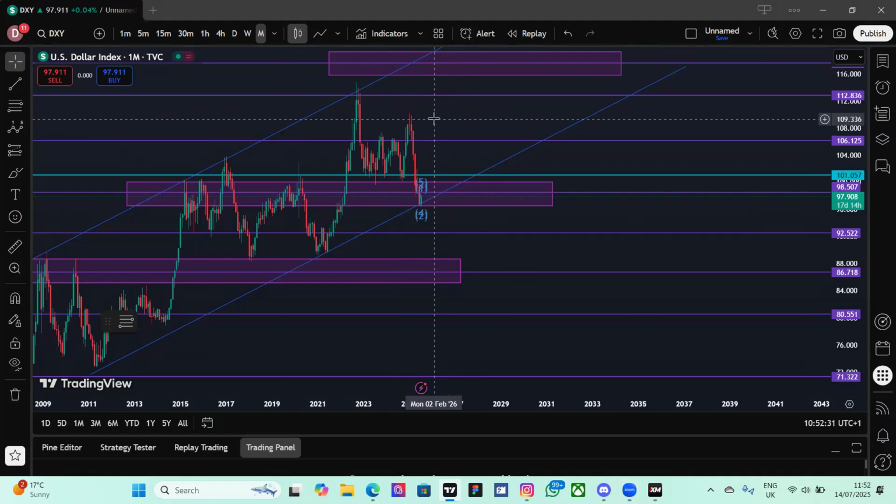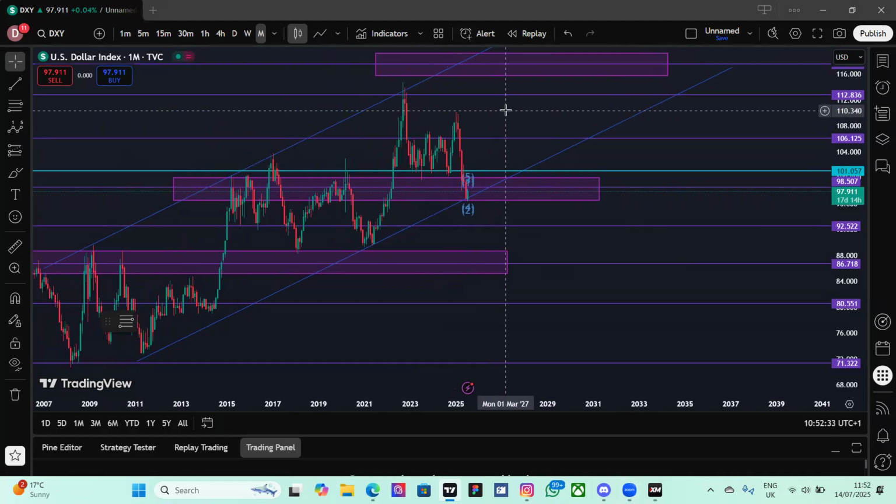So we are just going to be analyzing and looking at DXY, US100 and US30. Exactly the same symbols that we were looking at last week, and we'll have a little bit of a brief discussion based on fundamentals as well too.